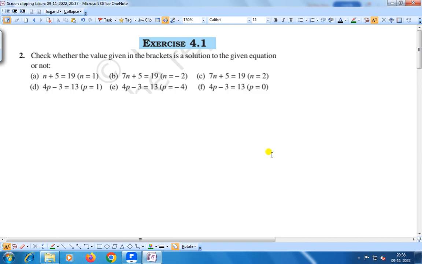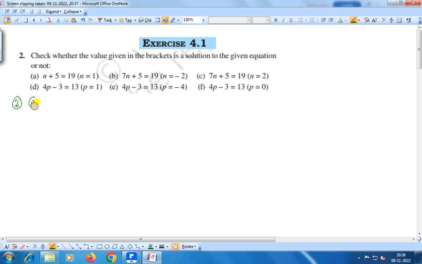Hello everyone. Today I'll discuss exercise 4.1 question number 2. Check whether the value given in the brackets is a solution to the given equation or not. Let us check. That is question number 2a.